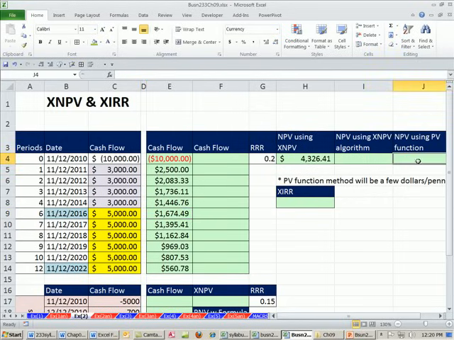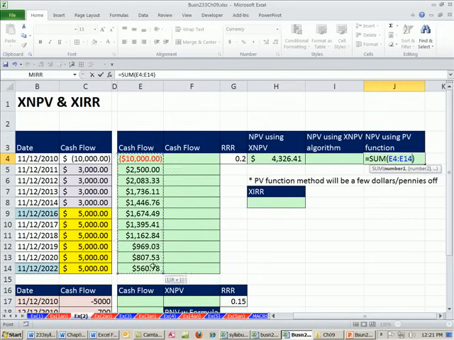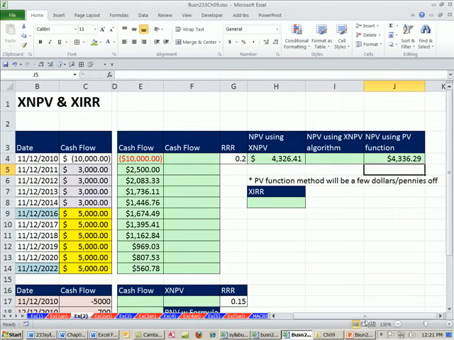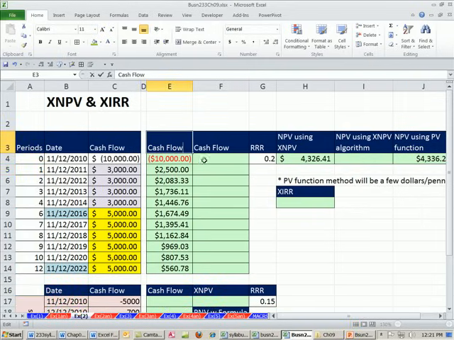Now I'm going to come over here and add these up. This is net present value using the PV function. Alt equals, and I'm going to highlight these. So you can see it's about $10 off. And actually, I want to label this cash flows for PV. And then I'm going to wrap text, home ribbon. And this should be cash flows algorithm. I think that's how you spell algorithm.